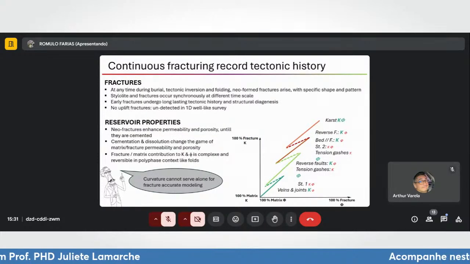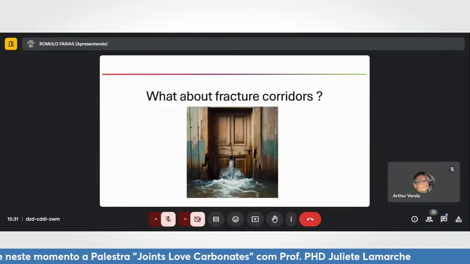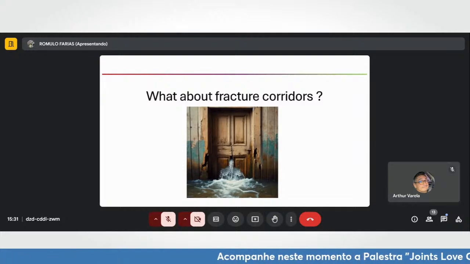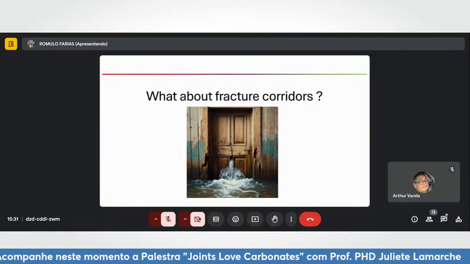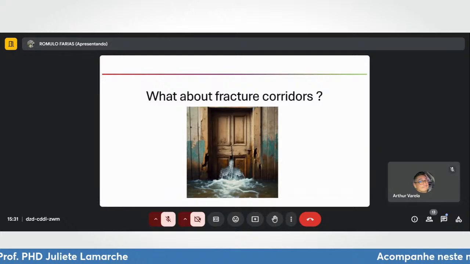So the conclusion is that curvature cannot serve alone for accurate fracture modeling in reservoirs. And now, what about fracture corridors? You know, probably a lot of corridors are along folds or faults, but corridors also occur in the middle of nowhere. And this is a big problem for underground reservoirs, because when there is a corridor or several corridors in a reservoir, it's a serious problem. They can close it. They will get water very quickly.